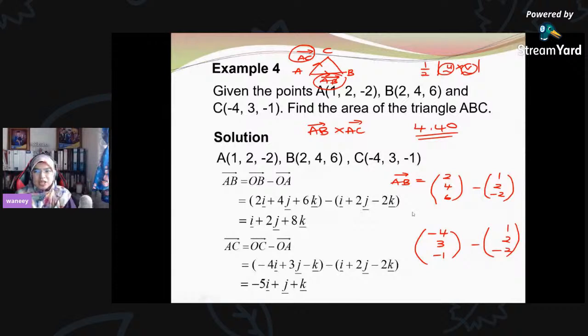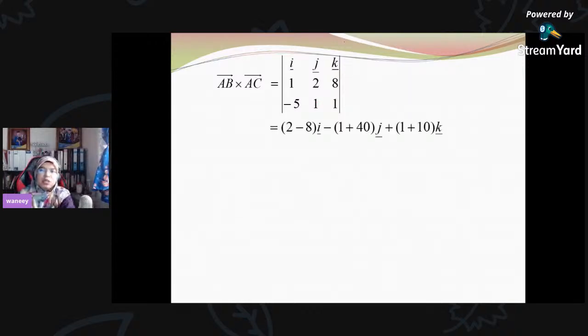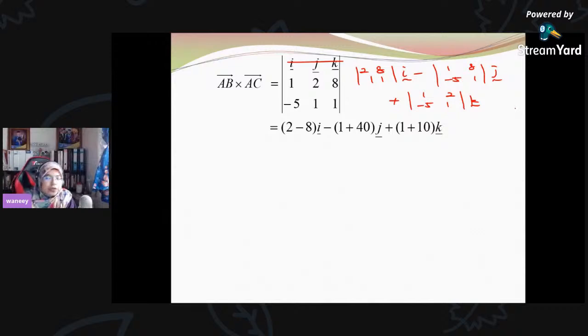Okay, now we have to do the cross product between AB and AC. So I, J, K, 1, 2, 8, negative 5, 1, 1. Delete the first row and first column first, and we get 2, 8, 1, 1 for I. Then minus, deleting first row, second column, it becomes 1, 8, negative 5, 1 for J. Plus, deleting first row, third column, it becomes 1, 2, negative 5, 1 for K. Then of course we have to find the determinant of each 2 by 2.